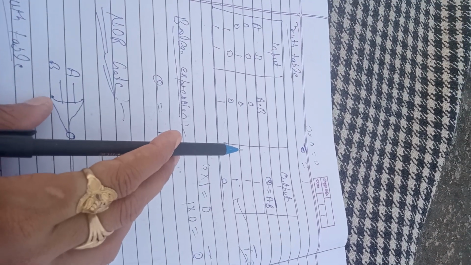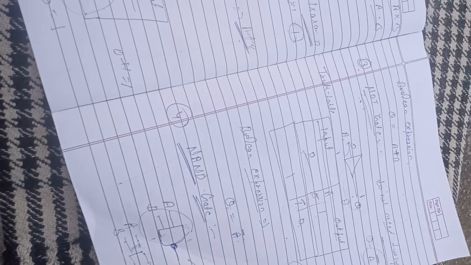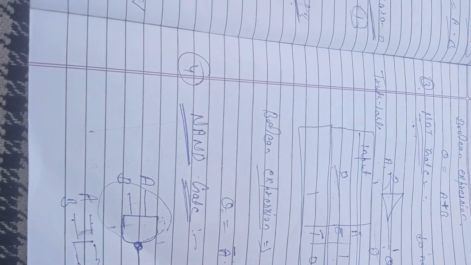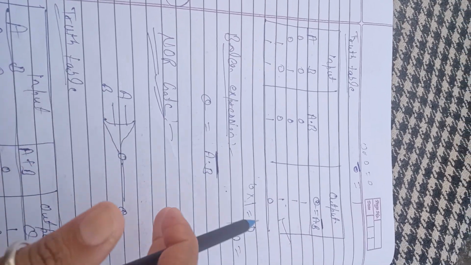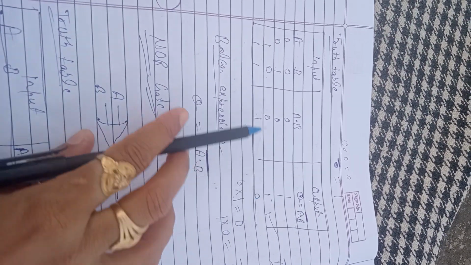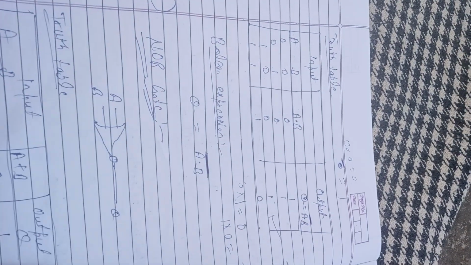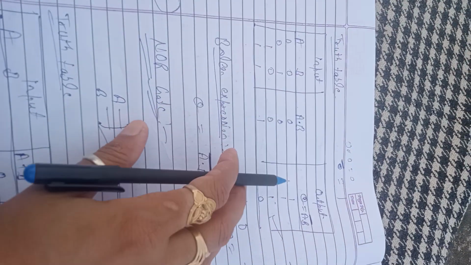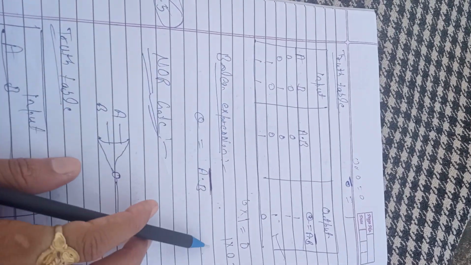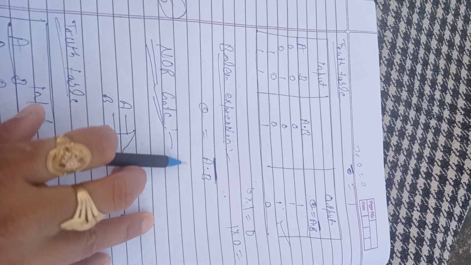In the NAND gate, we can say that the NAND gate is the combination of the NOT gate and the AND gate. The output of the NAND gate is 0 when both inputs are 1, and when both inputs are 0, the output is 1, and when any one input is 1, the output is 1. The Boolean expression is Q = (A.B) bar.